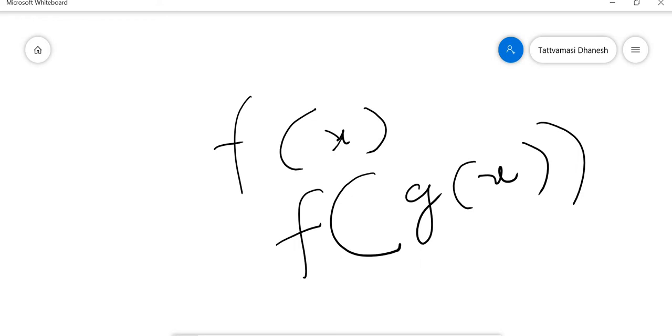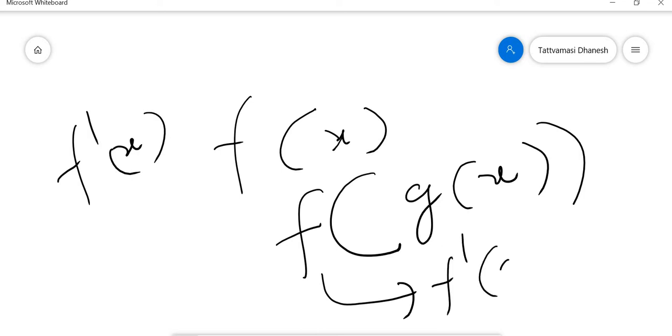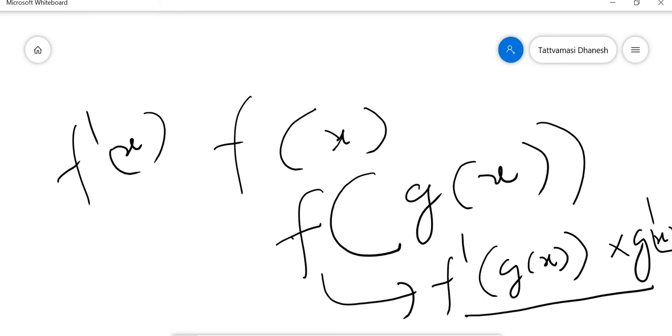For f of x, the derivative will be f dash x. But for this function, the derivative will be f dash of g of x into g dash x. So this is the derivative of this function, whereas for the plain function, f dash x will be the derivative.